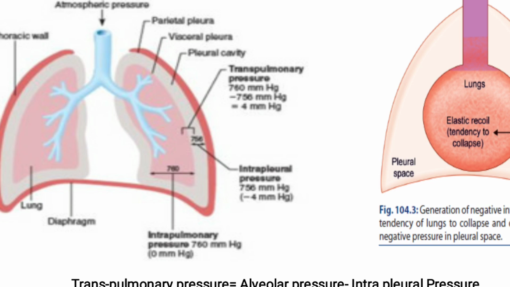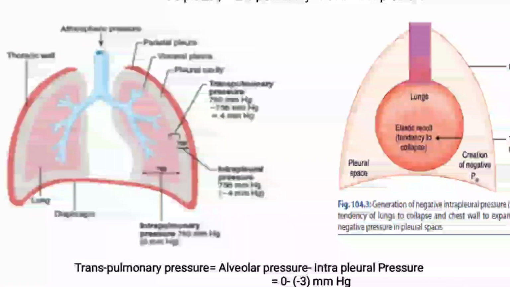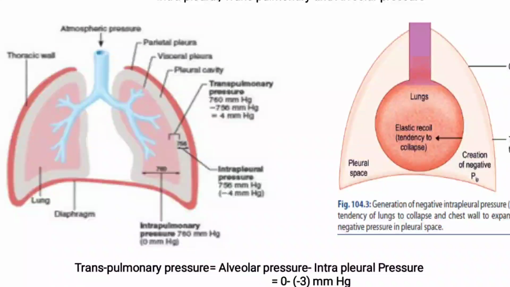Now what about the intrapleural pressure? It is below the atmospheric pressure, that is minus 4 millimeter of mercury. If the atmospheric pressure is 760, it is 4 below, so it is 756 millimeter of mercury, or we will call it minus 4 millimeter of mercury.